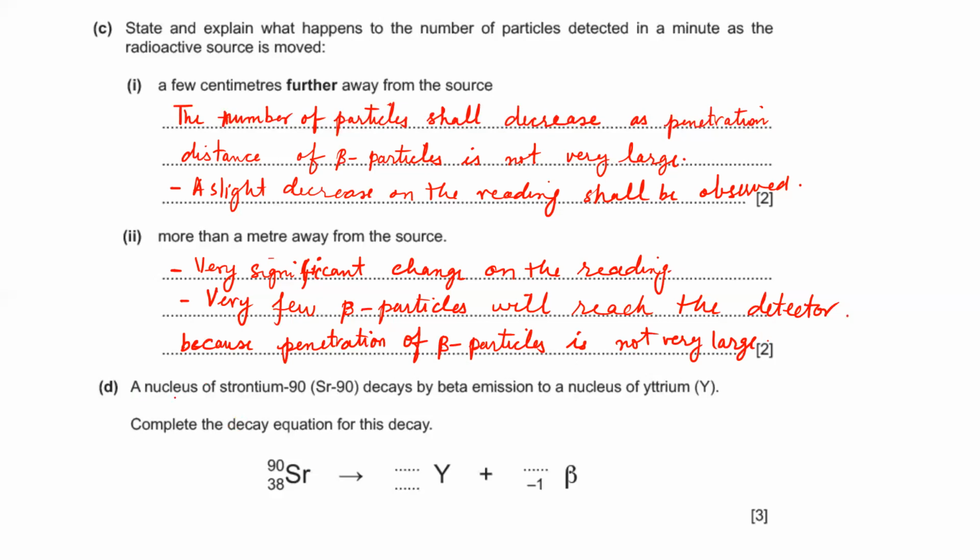Then part D, it says a nucleus of strontium 90, Sr-90, decays by beta emission to the nucleus of yttrium. Complete the decay equation of this decay. So remember, beta is 0, minus 1. So 0, it remains 90, and there is minus 1, so it is 39. Just add, make sure you get the right answers. After addition, you basically get 90 here and 90 here.